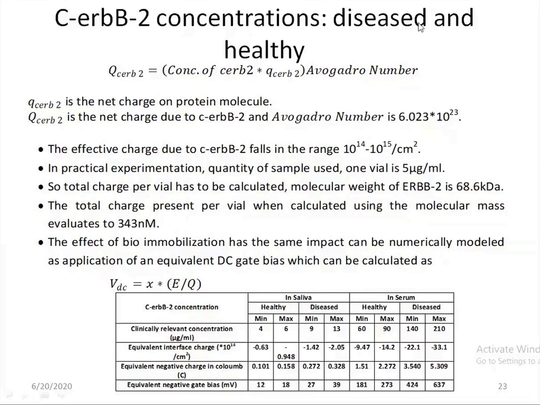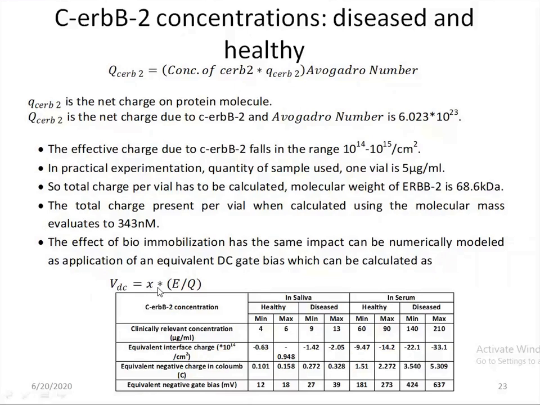So this is how the charge due to this biomarker is found out. If we know the concentration of the biomarker, that is a clinically relevant concentration, and the charge on the biomarker of interest. In the case of HER2, it's a protein which has an effective charge in the negative range. And using the Avogadro number, we can find out the effective concentration of this particular biomarker. And we can simply reduce the effective charge due to this particular biomarker in required quantities. Then using that equivalent charge, we can come out with the equivalent DC bias that is to be applied to the gate in the case of the model that is developed.